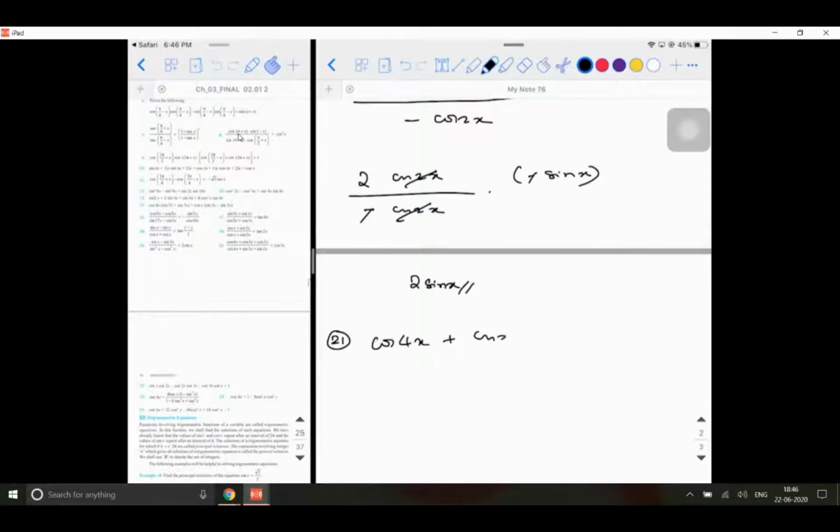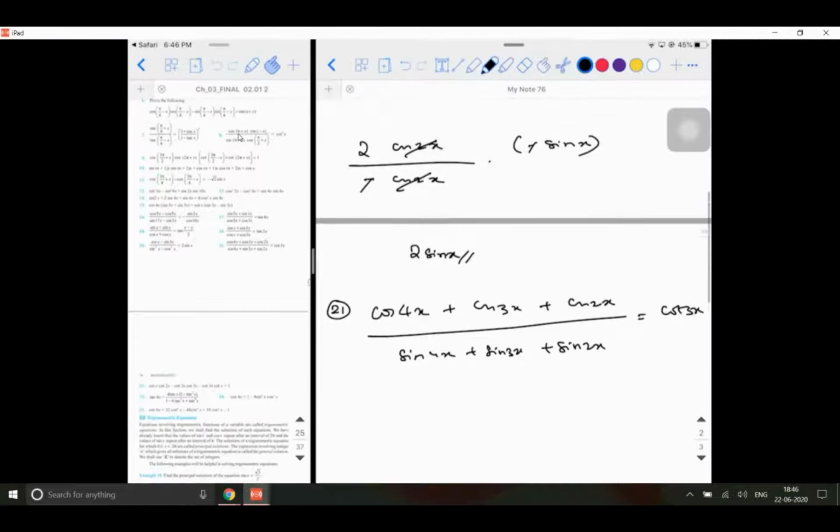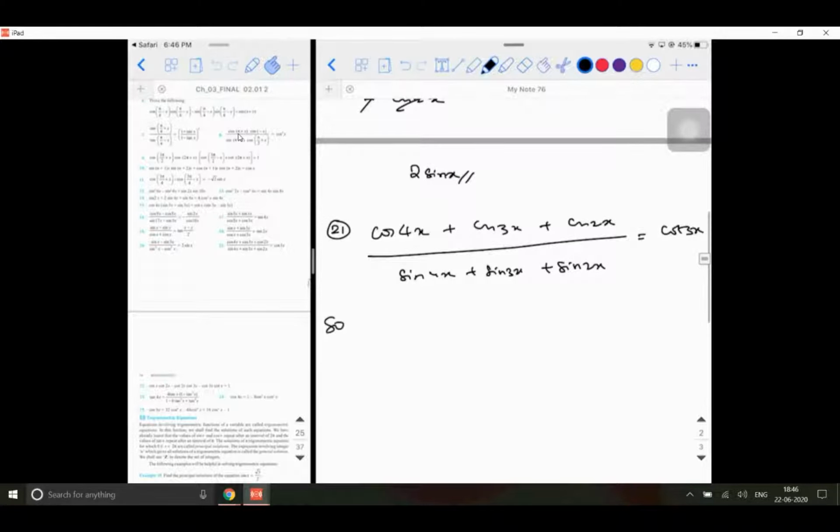It is cos 4x plus cos 3x plus cos 2x, the whole divided by sin 4x plus sin 3x plus sin 2x. You have to prove that this is equal to cot 3x. Who can tell me how to solve this? So you can combine cos 4x and cos 2x. So combining cos 4x and cos 2x, what do you get?